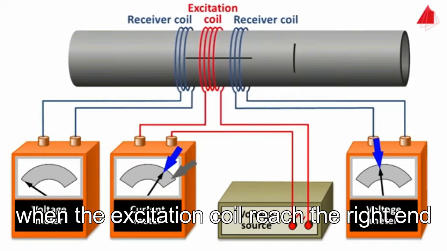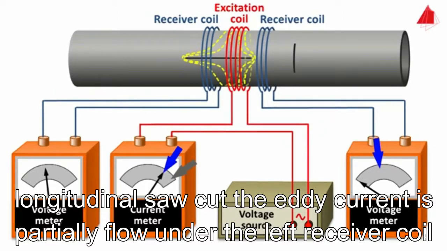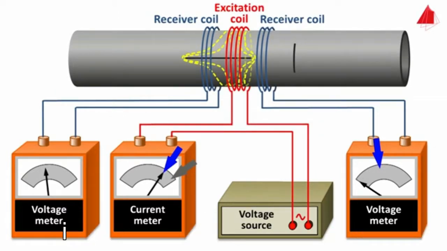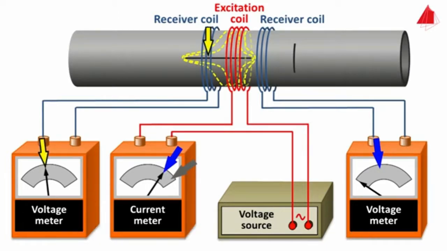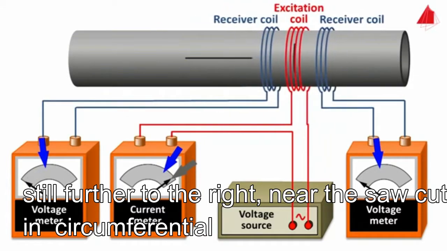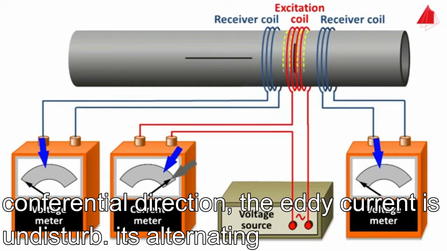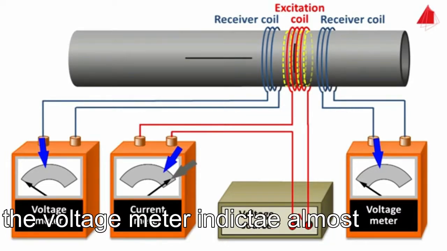When the excitation coil reaches the right end of the longitudinal saw cut, the eddy current partially flows under the left receiver coil and induces a voltage there. Still further to the right, near the saw cut in circumferential direction, the eddy current is undisturbed. Its alternating magnetic field flows neither through the left nor the right receiver coil. The voltage meters indicate almost nothing.